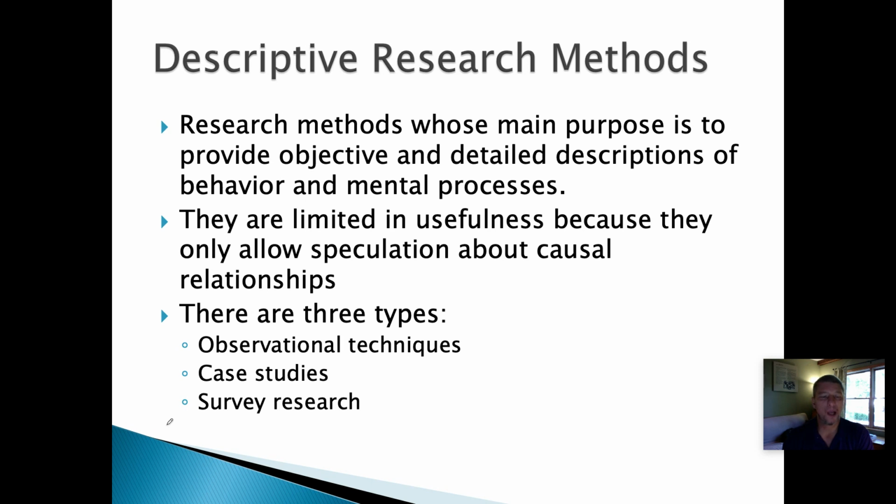Each of these three kinds of methods are limited in their level of detail, because again, they're only making observations or describing things that they've seen. There's no actual manipulation of an experimental variable, and therefore you can't come up with a cause and effect relationship here. All right, now, over the course of the next couple of slides, we'll talk about each of these three descriptive research methods, all right? But all three of them fall under the main heading, descriptive research.